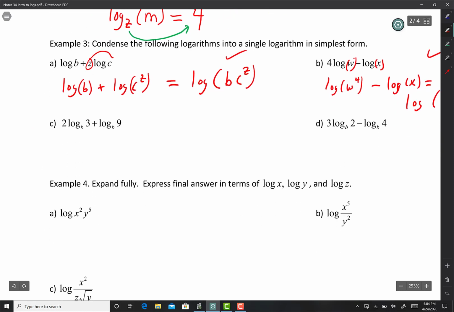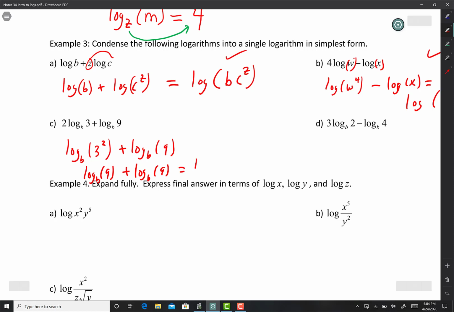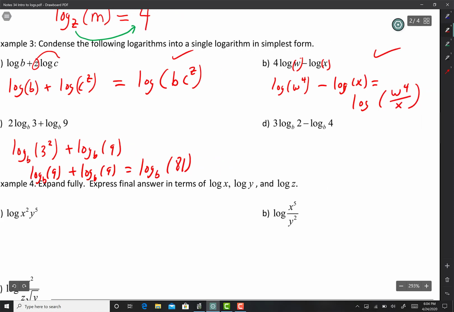Letter C. First thing I do, log base b of 3 squared plus log base b of 9. Well, log base b of 3 squared, that's just 9. So log base b of 9 plus log base b of 9. Nope, the b didn't go anywhere, guys. Sorry. And then log base b of 9 times log base b of 9. That's just going to be log base b of 81 because I just did 9 times 9. All right, let's keep going.